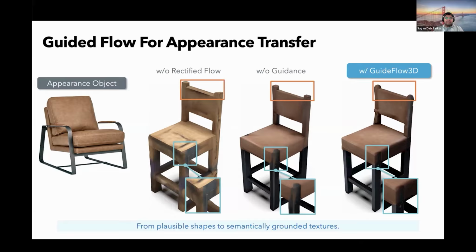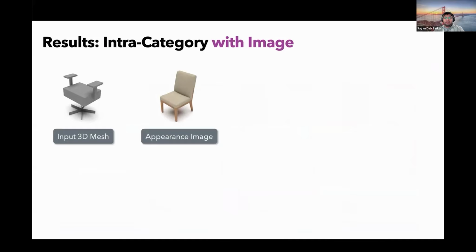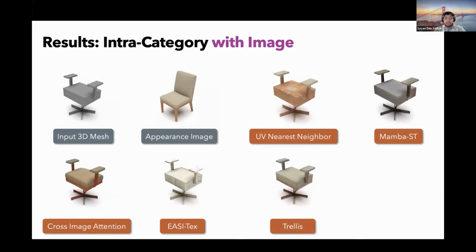Now, let me show you a few visualizations before we go into what applications this can unlock and how we perform compared to other baseline methods. In our paper, we show results with multiple settings. Here we show results intra-category with the image. You have an input 3D mesh and an appearance image, both of the same category. These are two chairs, just not the same chair. One of them is more of a work chair. One of them is more of a chair that you would have lying around in your kitchen or dining room. We compare against multiple baselines, or previous methods.